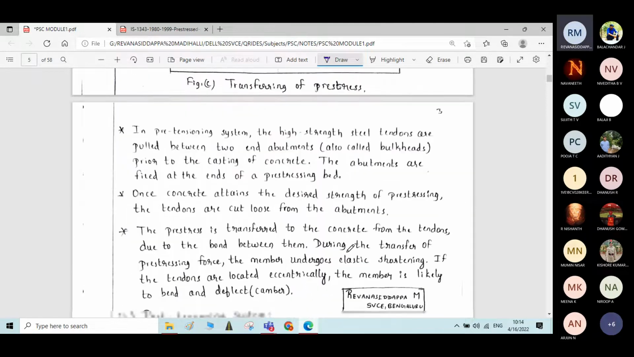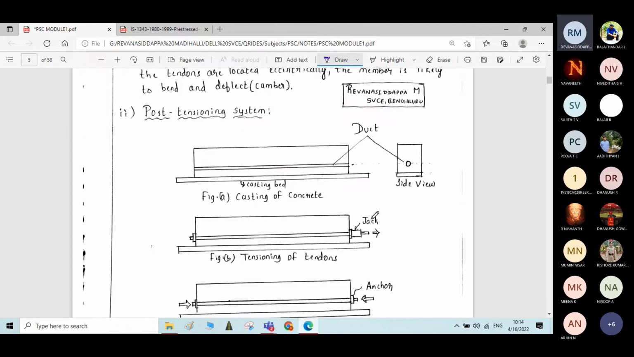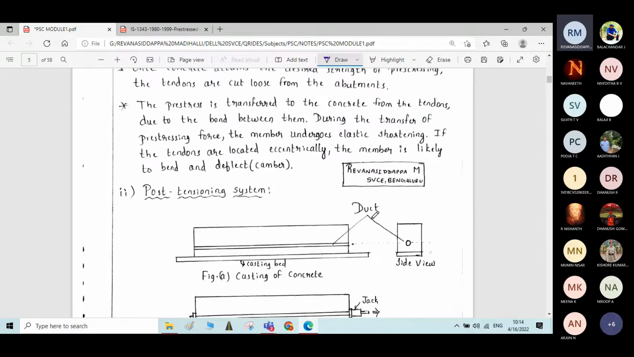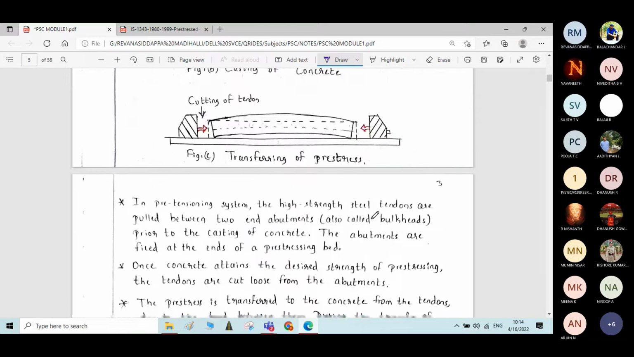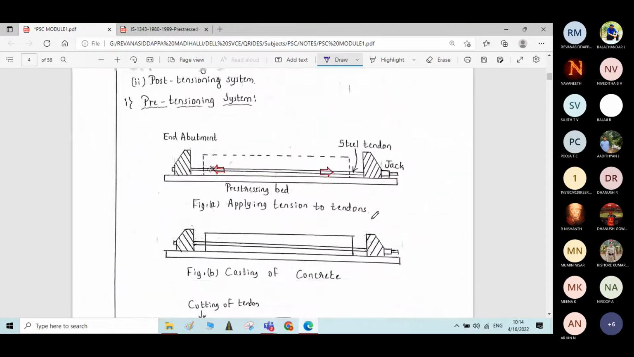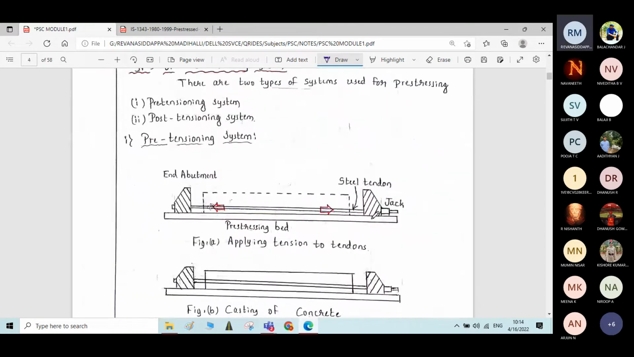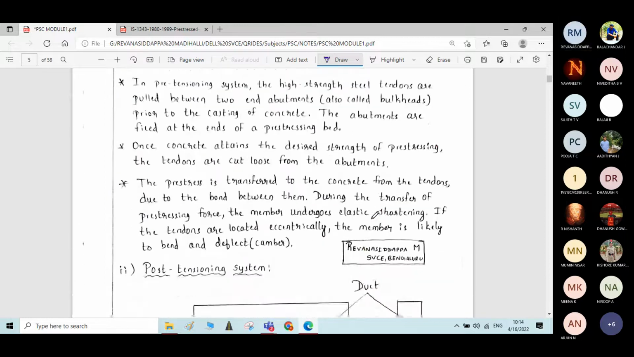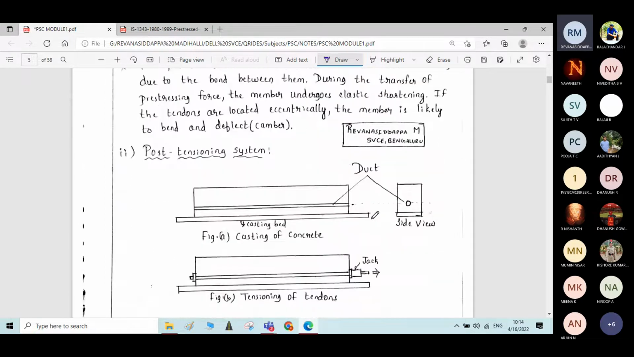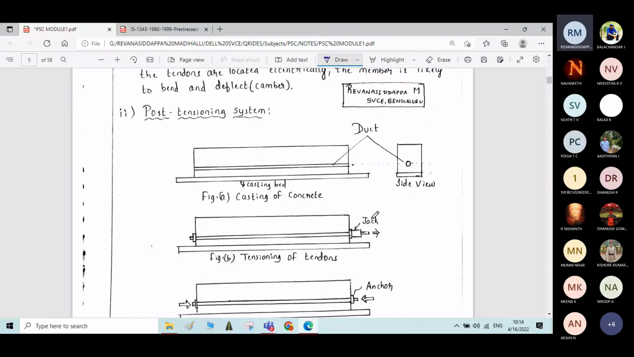Okay, thank you. Now, the second method of pre-stressing is post-tensioning system. Okay, what will be the process involved in the post-tensioning system? Can anyone explain? Now we have seen pre-tensioning system. Now we have to study post-tensioning system. What will be the process involved? Can anyone explain?